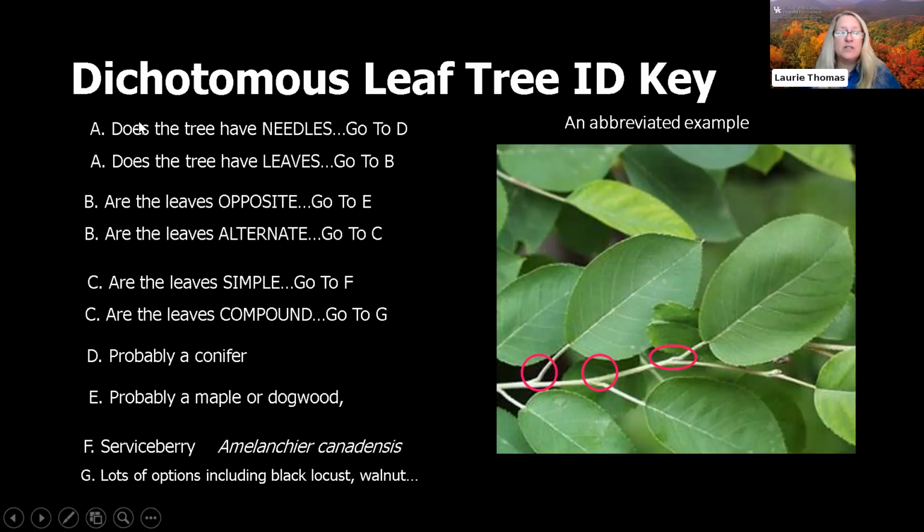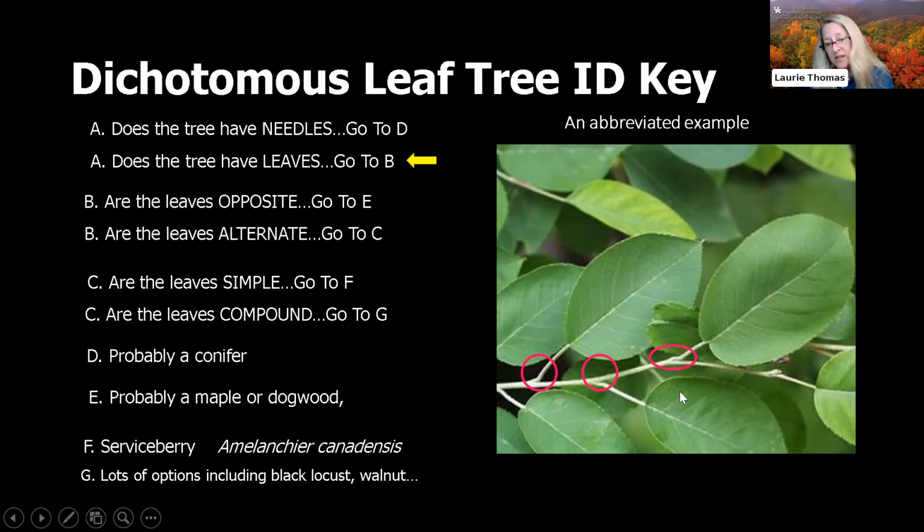The very first set of statements or questions asks us, just like we remember, does it have needles or does the tree have leaves? And this is our sample. Hopefully everybody says it's got leaves. So now we go down to the next set of statements, and it's going to ask us about leaf arrangement. How are those leaves arranged on that twig? Are they arranged oppositely? Are they arranged alternately?